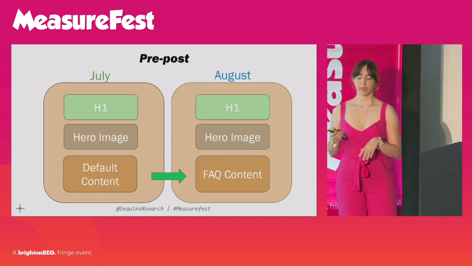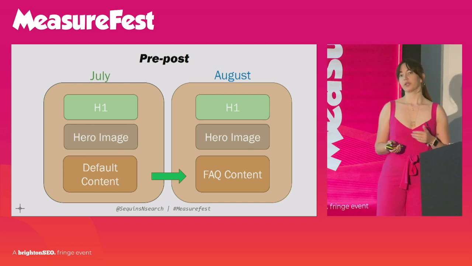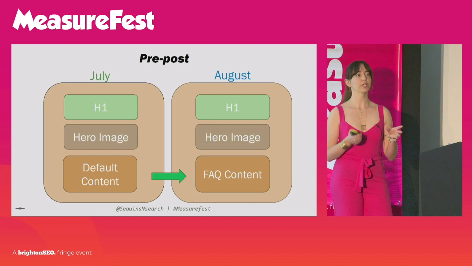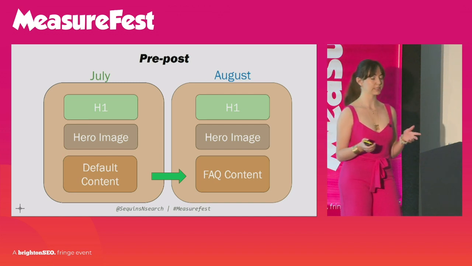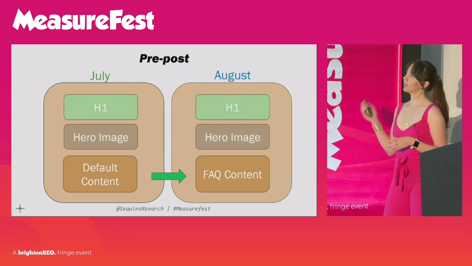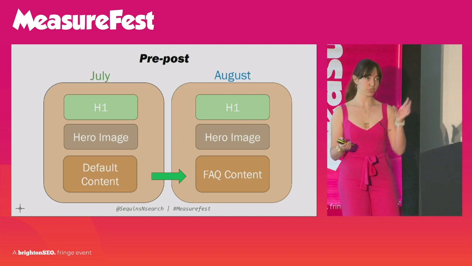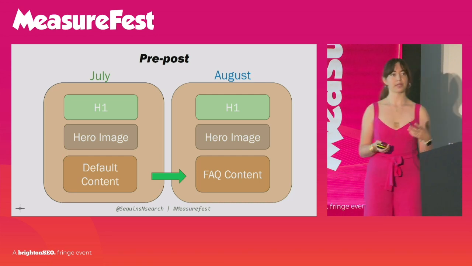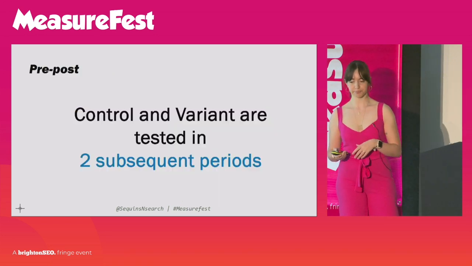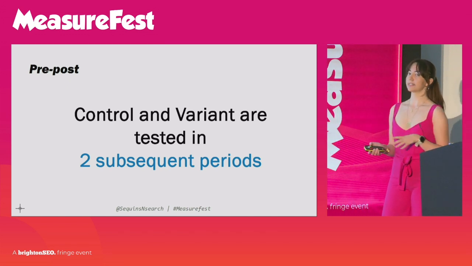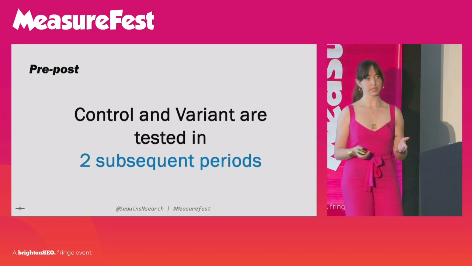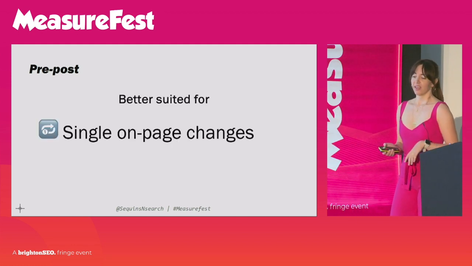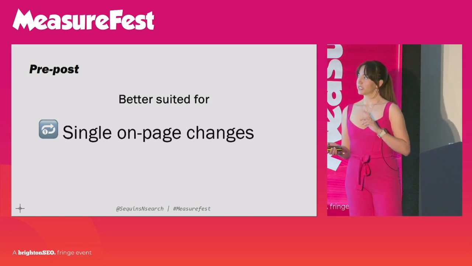The one that, as I mentioned, I use the most, though, is the pre- and post-test design, which requires you to test the same variable across a number of days or weeks. And this, for example, means that in July, I decide I want to change the default content that I have on the page to FAQ content, and I want to measure the impact that it's having on my performance. Control and variance in these test designs are tested in 2 subsequent periods as opposed to A/B and multivariate testing. These are better suited for single on-page changes.